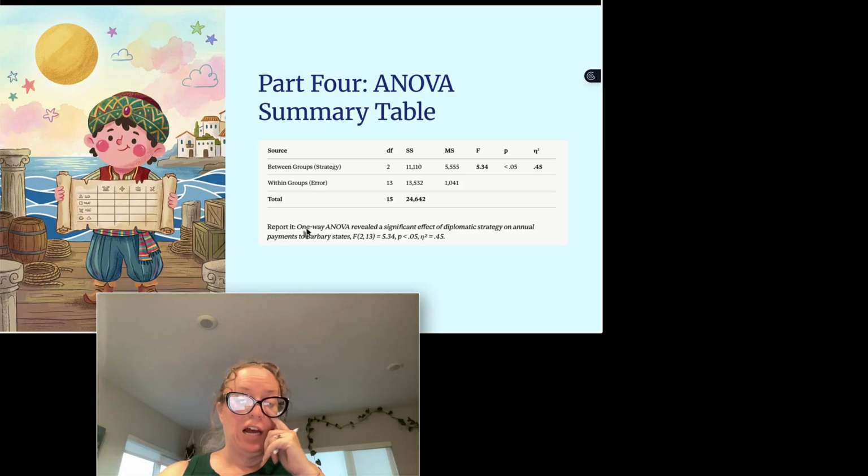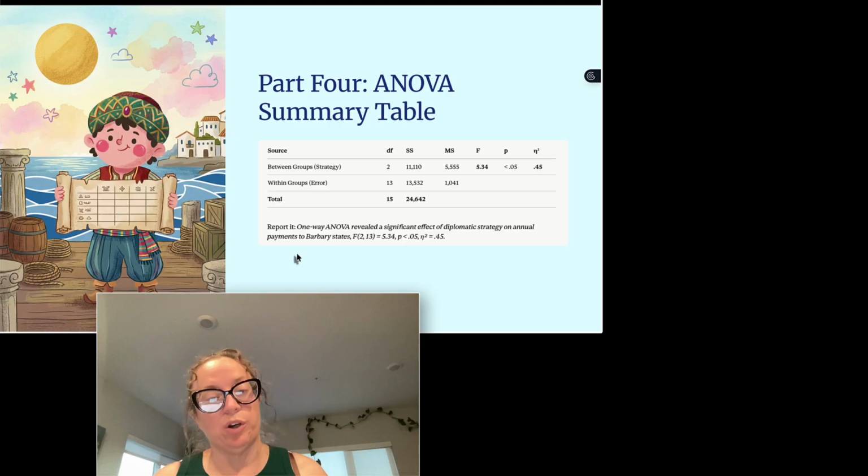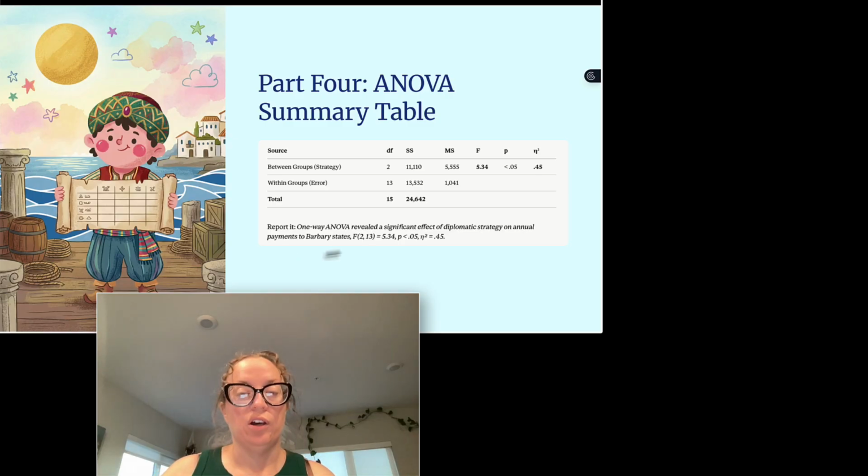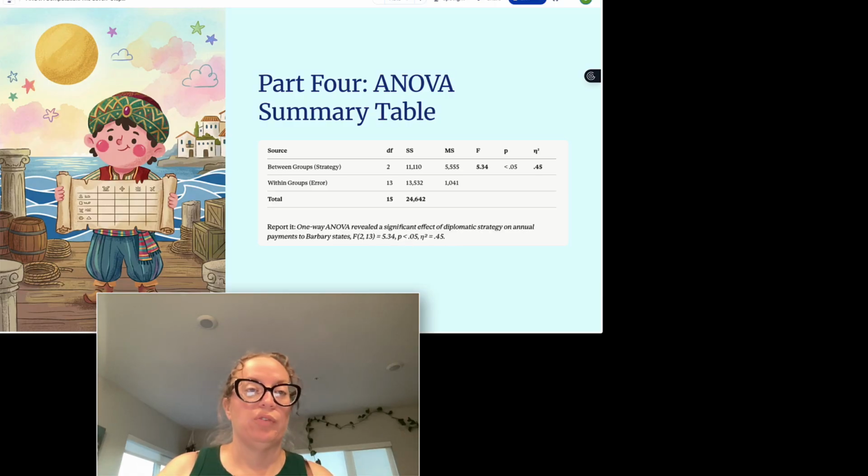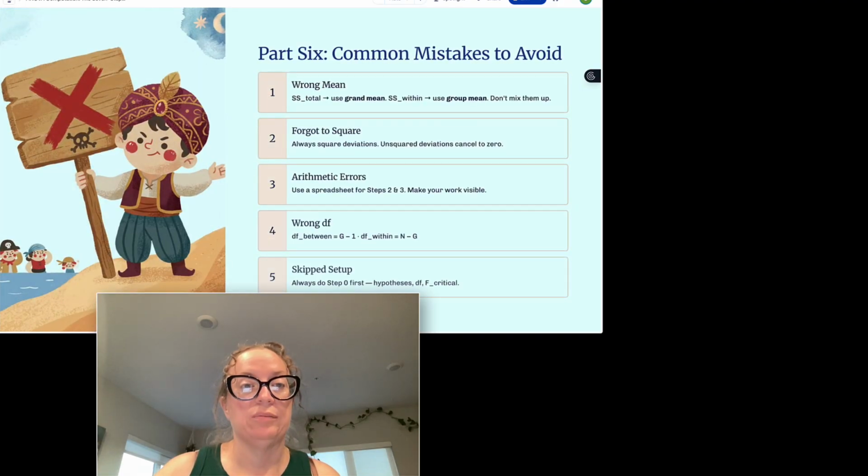And then the way you write it out in APA format would be something like, a one-way ANOVA revealed a significant effect of diplomatic strategy on annual payments to the Barbary states, with F(2,13) equals 5.34, p value of less than 0.05, effect size 0.45, which I'm getting ahead of myself with that, but we will talk about that shortly.